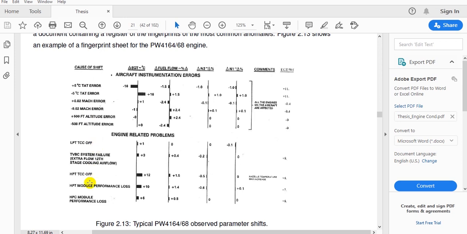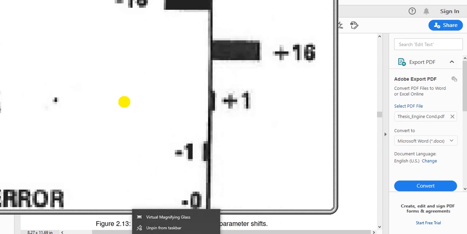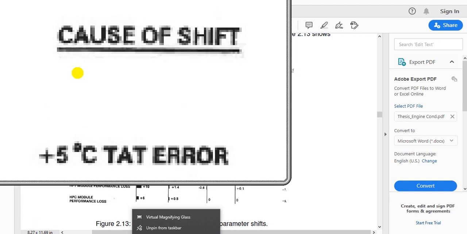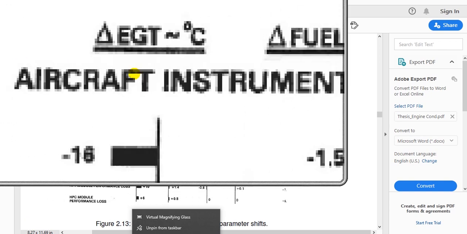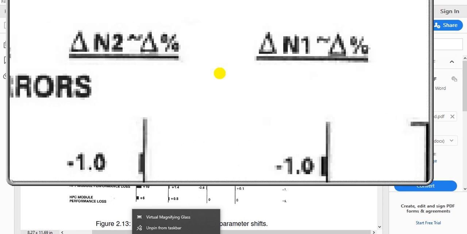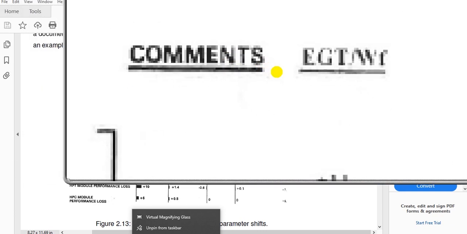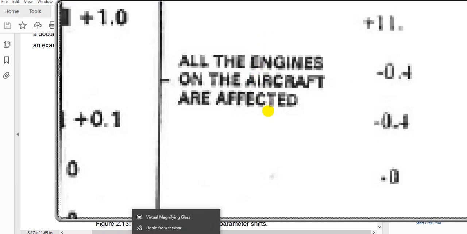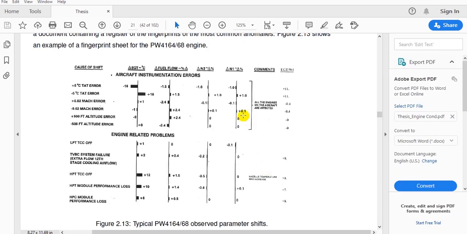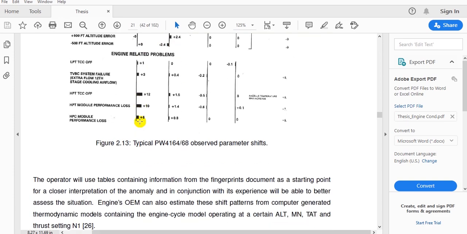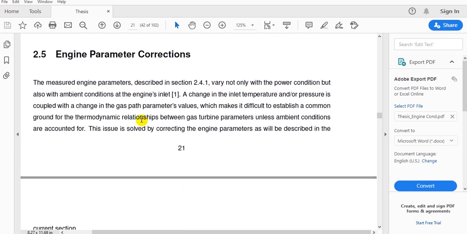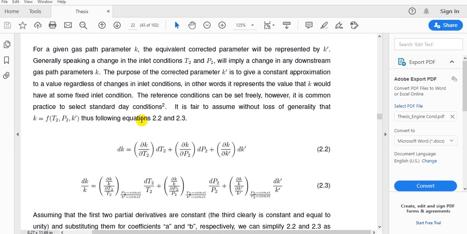This is the case, and I can zoom it here: the cause of shift, aircraft instrumentation errors, and this is the delta, these are the comments. So you can go to this to get the cause and recommendation to send to the maintenance department to clarify this.